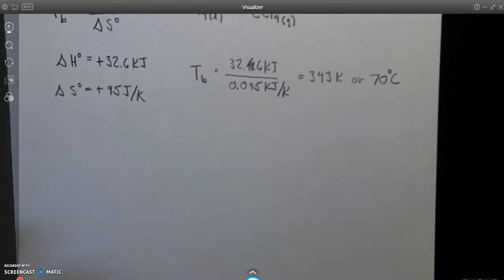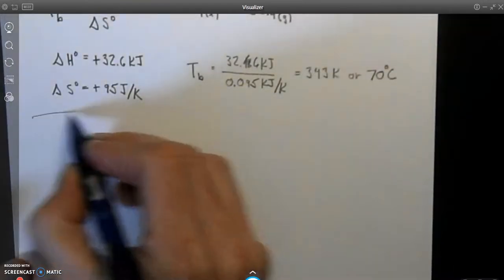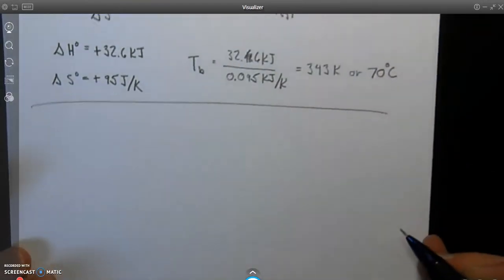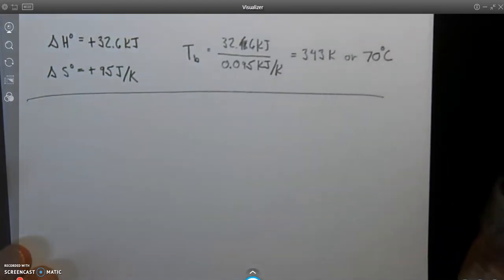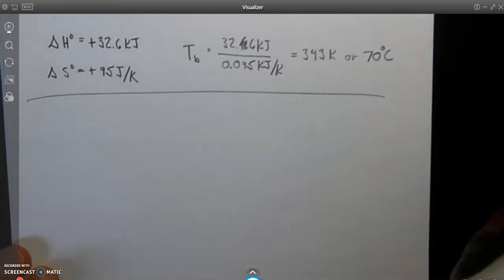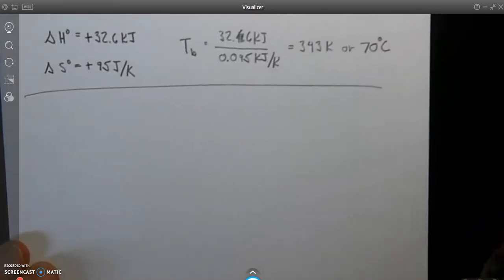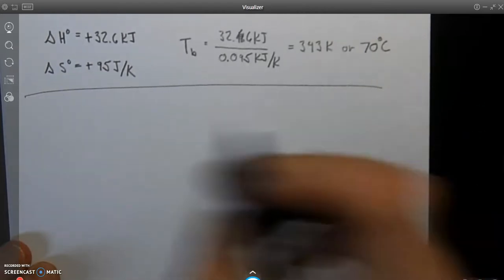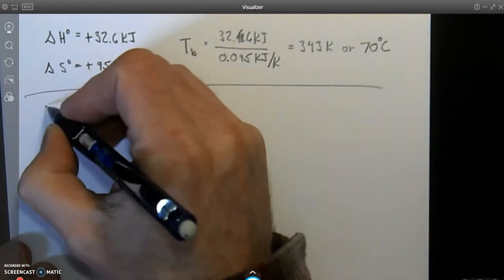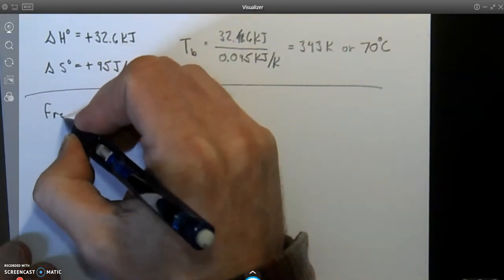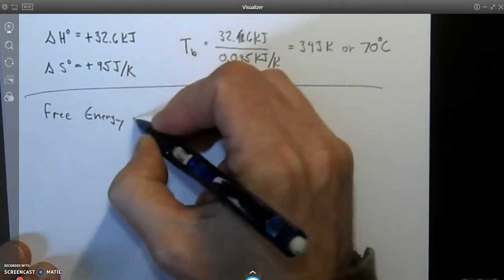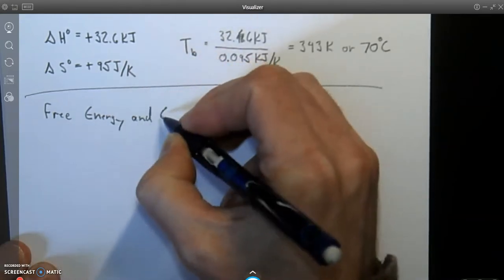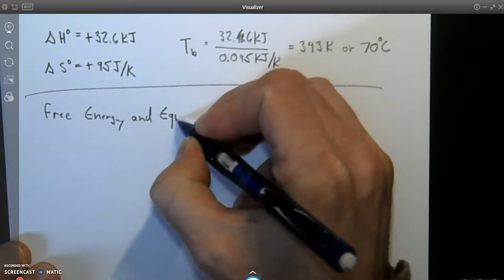All right, next problem. If we look at a whole different set of circumstances, we were looking at a couple with the changes in temperature, or looking at a phase change. In this set of circumstances, we're going to look at what happens if we are not at standard conditions. So this will be a whole different setup. Free energy. And guess who's back?